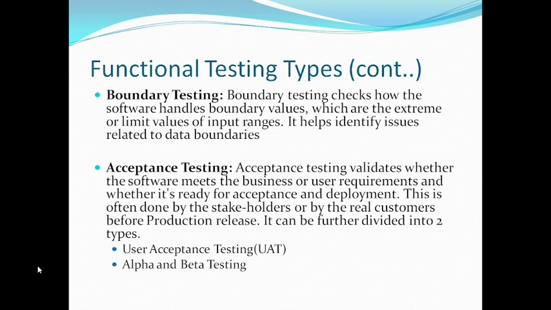Okay, so again let's go to the definition. Acceptance testing validates whether the software meets the business or user requirements and whether it is ready for acceptance and deployment. Okay, so who does the acceptance testing? So this is often done by the stakeholders or by the real customers before production release. In our example, the bank will check whether the system is working as expected or not. Okay, so this is called user acceptance testing.